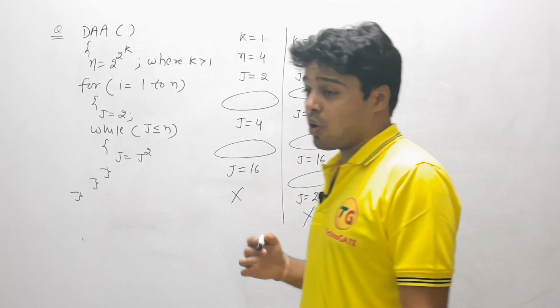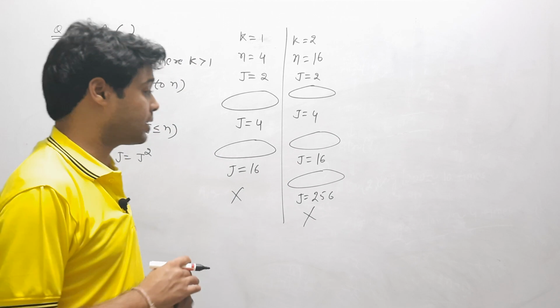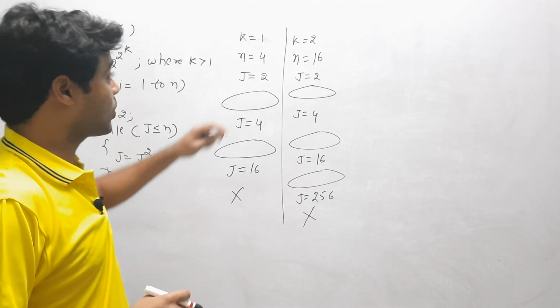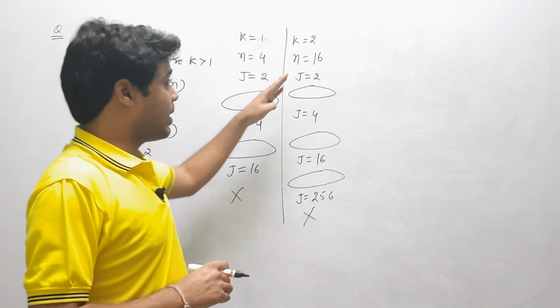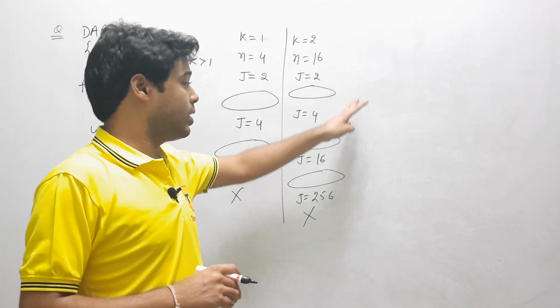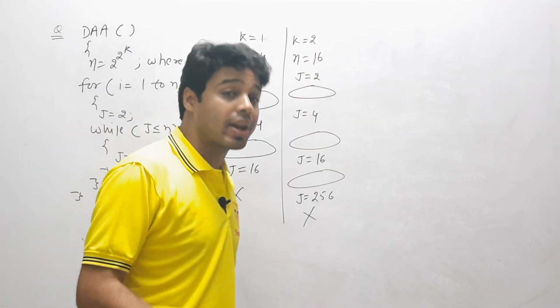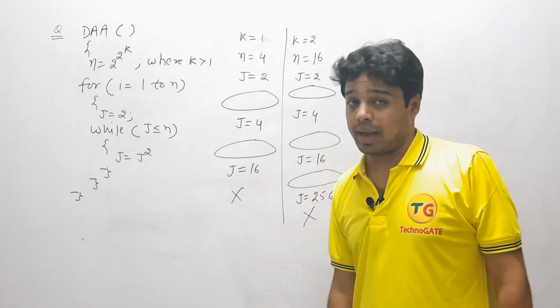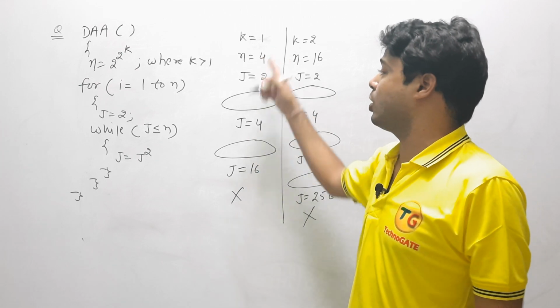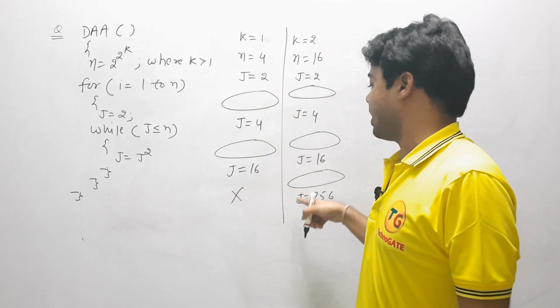So what is the value of k here? What is the expression? What do we notice here? When k is 1, the loop will execute 2 times. When k is 2, it will execute 3 times. So for every value of i, it will execute k plus 1 times. K value 1, 2 times. K value 2, 3 times.